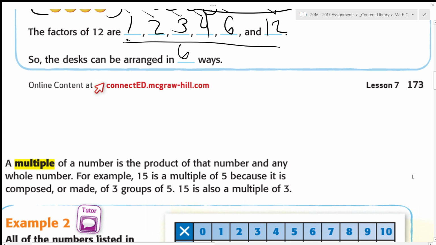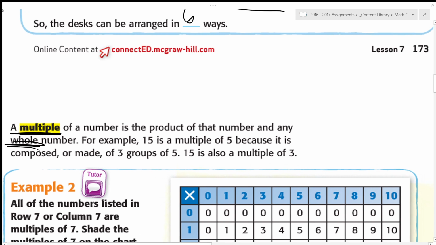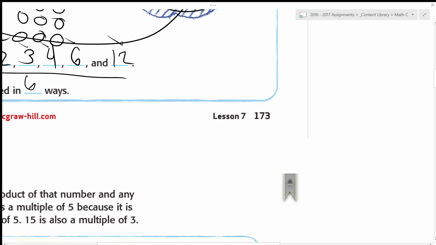Now we're going to take a look at multiples. So a multiple of a number is the product of that number and any whole number. So before we go on, a multiple of, say, 6.